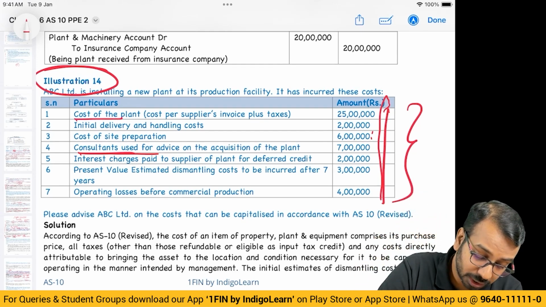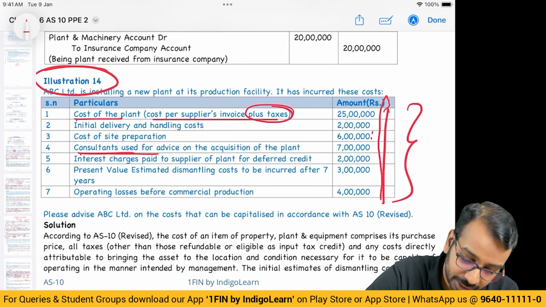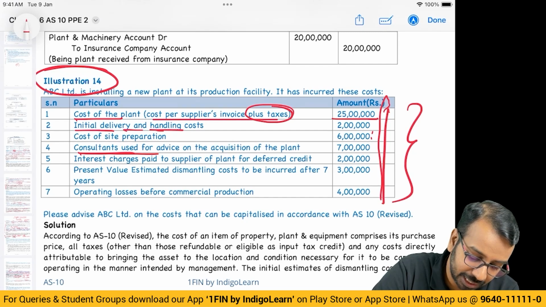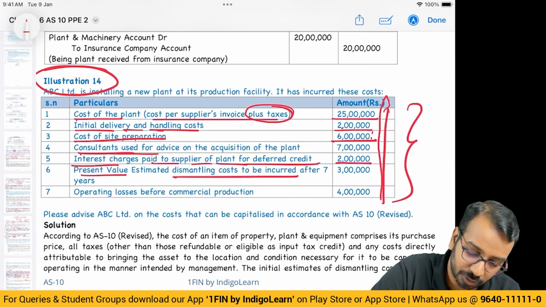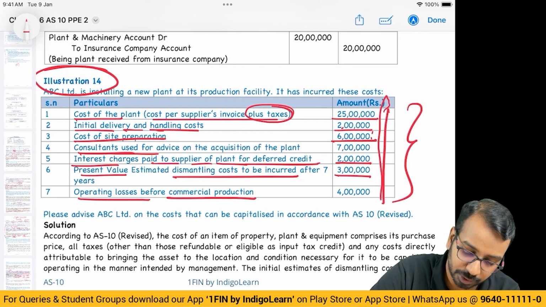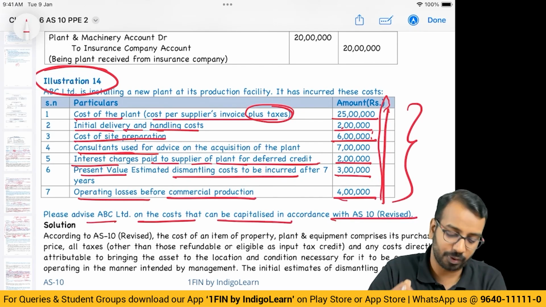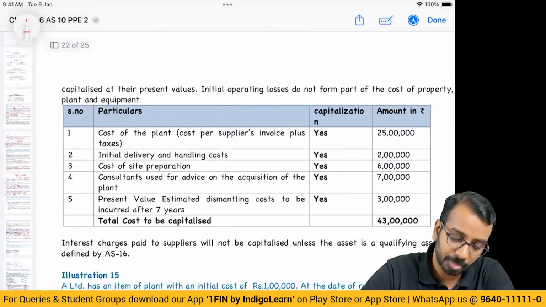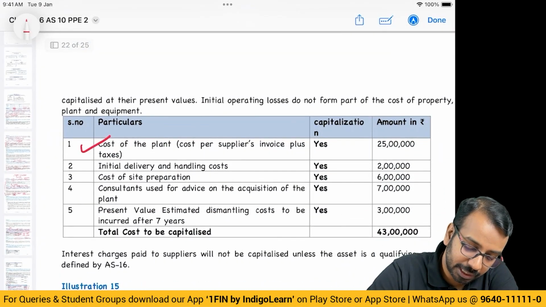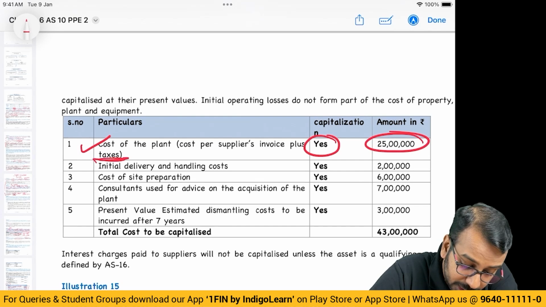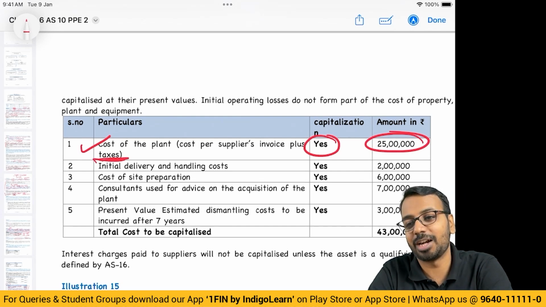First, cost of the plant as per supplier invoice plus taxes. So, taxes is included, 25 lakhs. Initial delivery and handling cost, 2 lakhs. Cost of site preparation, 6 lakhs. Interest charge paid to supplier for plant for deferred credit, 2 lakhs. Present value of dismantling cost, 3 lakhs. Operating losses before commercial production, 4 lakhs. Advice on the cost that can be capitalized with instant revised. Now here, should we capitalize cost of the plant? Yes, 25 lakhs. Sir, what do we do with these taxes? They have not told us whether it is refundable or non-refundable.